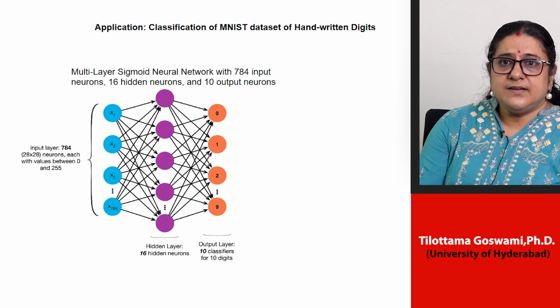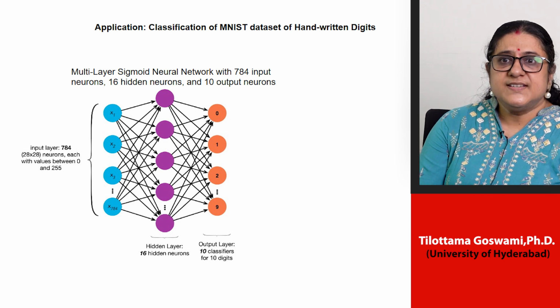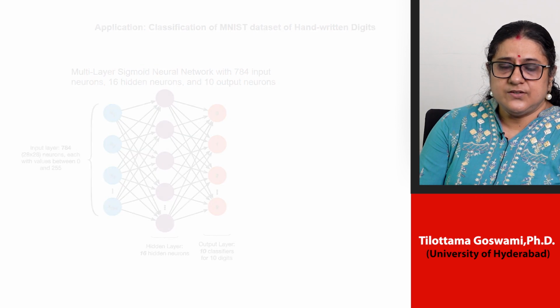This is one example where the MNIST data set of handwritten digits has been classified. So this is a multi-layer sigmoid neural network with 784 input neurons, 16 hidden neurons and 10 output neurons. The 10 output neurons represent the digits 0 to 9.